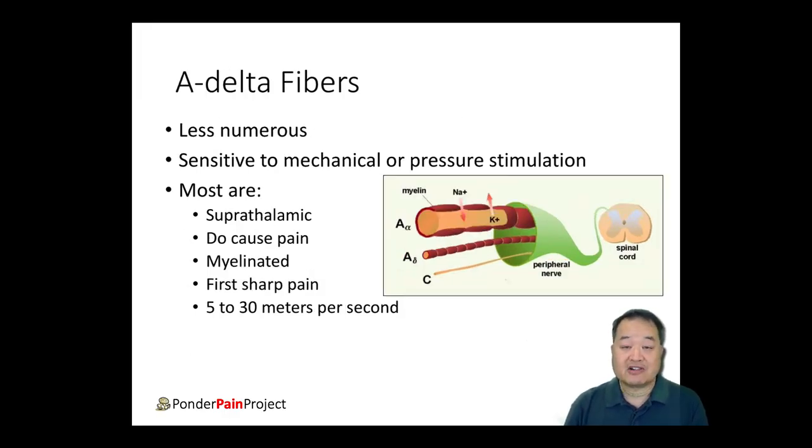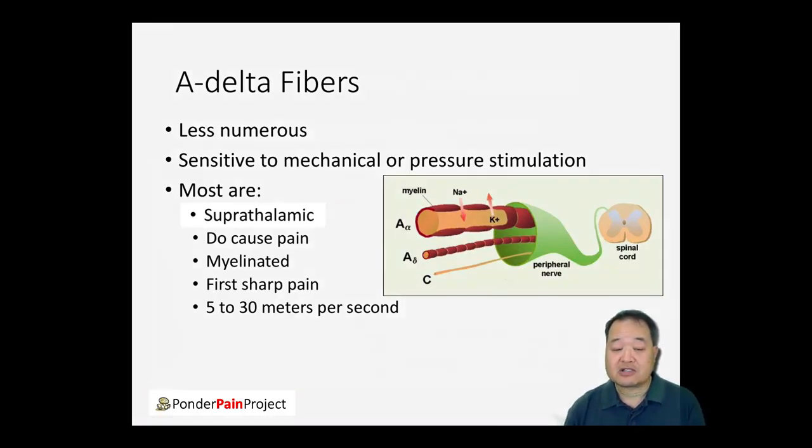Now we get to our A delta fibers. The A delta fibers are interesting because they are more responsible for our first initial responses to pain. They're responsible for the first pain we feel, and for the first and quickest information propagated up to the brain from the periphery. They're less numerous than C fibers, and they're sensitive mainly to mechanical or pressure stimulation. So that's what we talked about earlier.